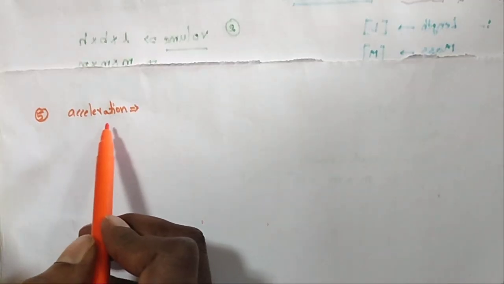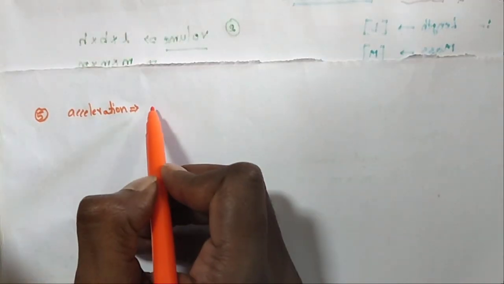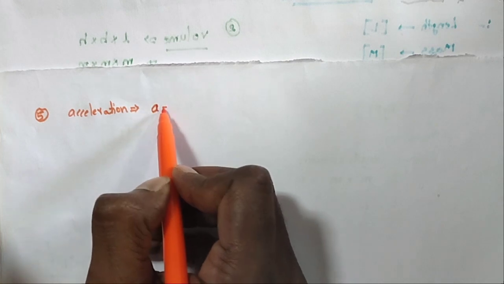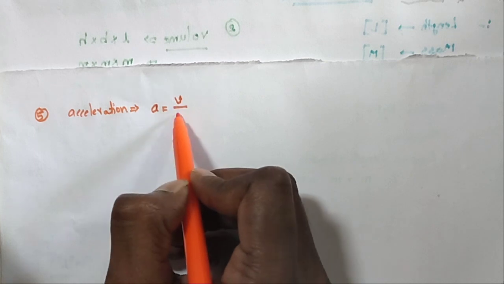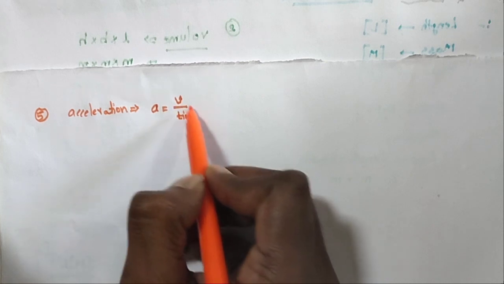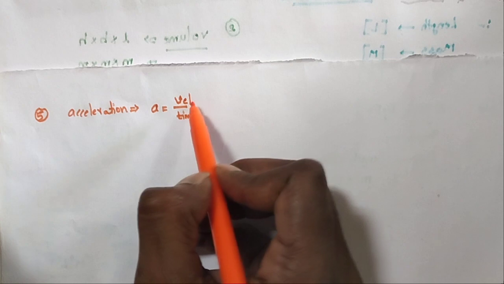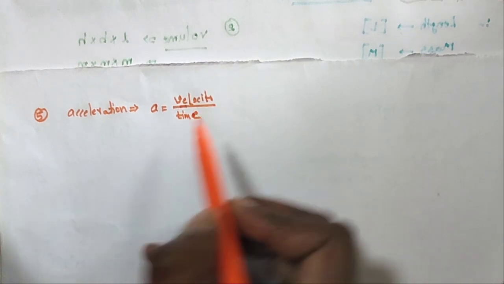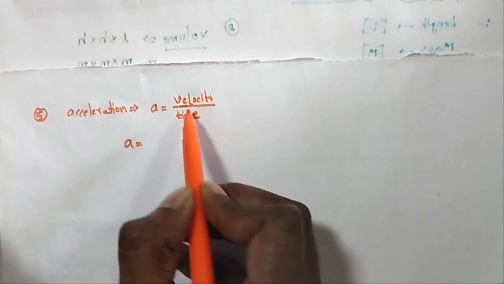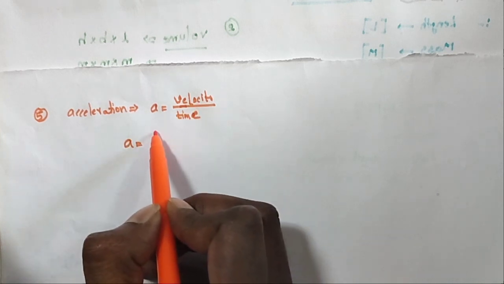Next one, fifth one, acceleration. So the acceleration A. What is the formula of the acceleration? Change in velocity by time. So this is called velocity. Okay, so I will write velocity completely. So velocity by time. So A is equal to... what is the dimensional formula of the velocity?